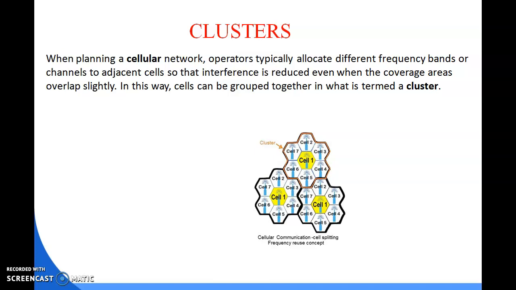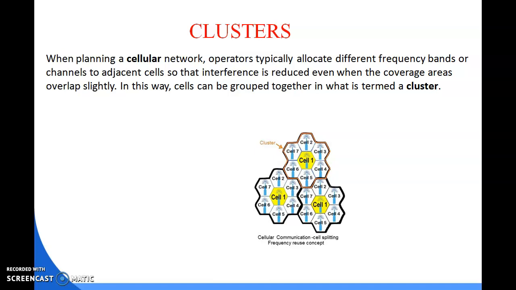So to reduce the interference even further, in place of omnidirectional antennas, sectorized antennas are used, because each cell is divided into a number of small sectors. Each cell is divided into a number of sectors, right? So here another point is discussed.